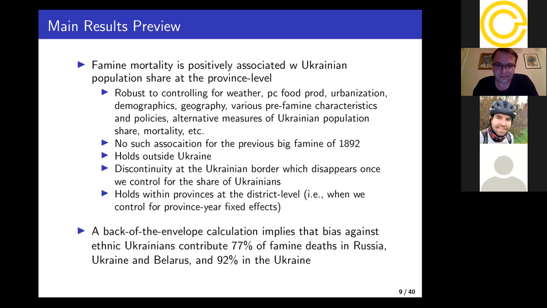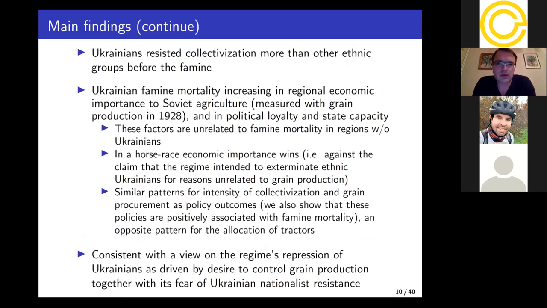So let me talk about our findings, which tell you something about drivers of the Great Soviet Famine. So first, what we show is that Ukrainians resisted collectivization more than other ethnic groups before the famine. Collectivization started basically three years before the famine. And during these years, Ukrainians resisted more. I will show you these results.